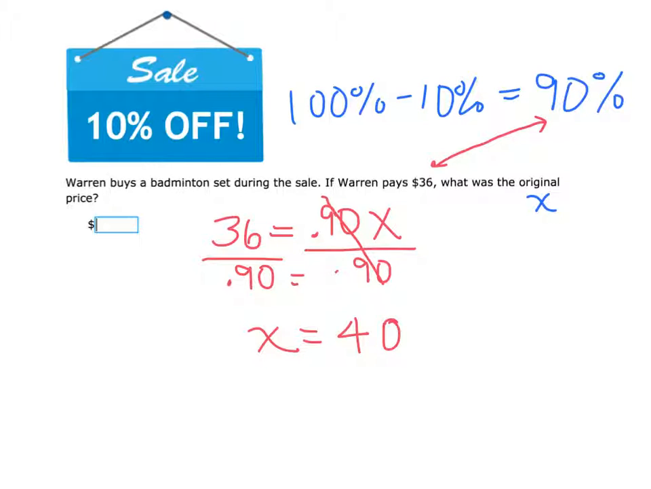Think about what's 10% of 40. Well, that would be 4. Take $4 away from 40, you get the price of 36. So a couple different ways to think about some of these problems.